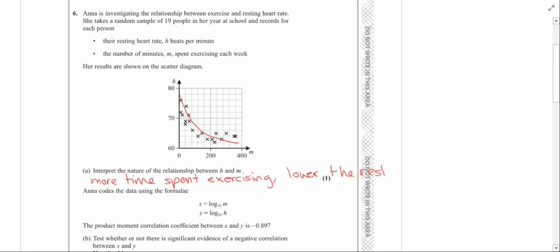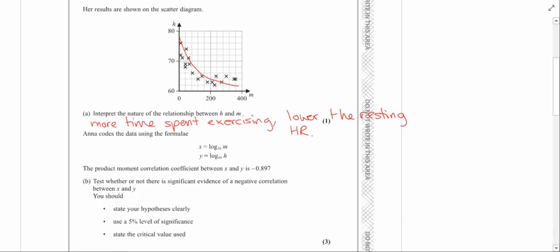I think for all the next ones, I'll just verbally say the answer rather than write it down. Lower the resting heart rate. That's describing a negative correlation. If you wanted to, you could also say, therefore, a negative correlation. I would definitely avoid using the word linear because it's definitely not a straight line.